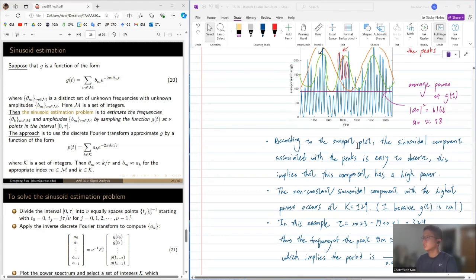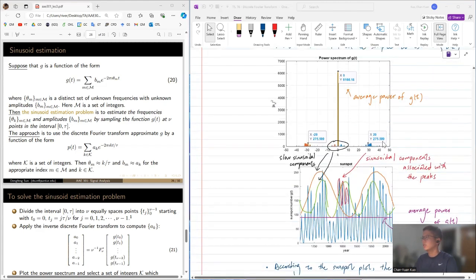Now, according to the sunspot plot, the sinusoidal component associated with the peaks is very easy to observe. And this implies that these components have high power. So now let's see which integer k will give us the highest power in this third region. And if you do this in MATLAB, you're going to see k equals 29 and negative 29 are going to give you the highest power.